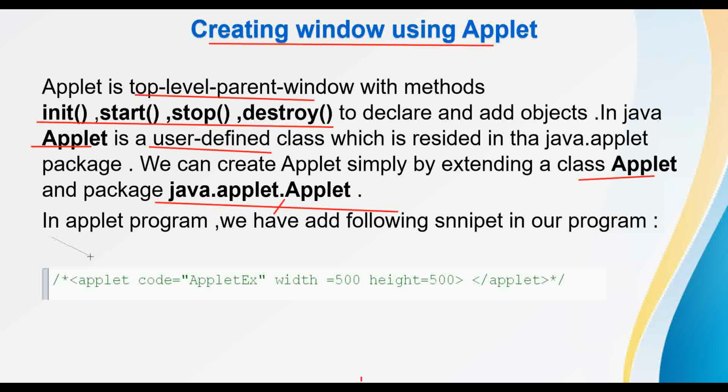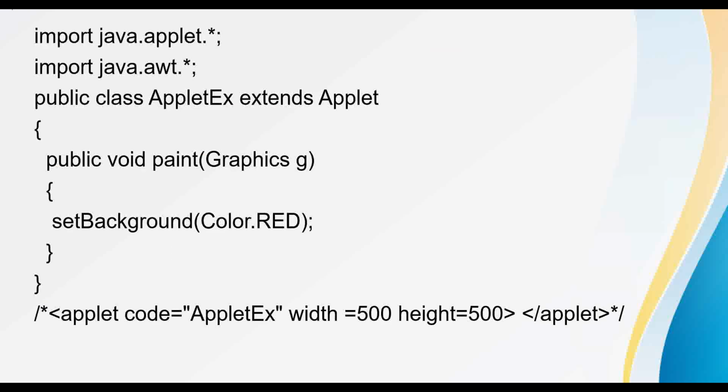As you can see on the screen, this is a code snippet which we have to use in our applet program. Let's see the demonstrative program for applet, in which we created a simple applet window with a red background. In the import section, we use the applet package for the Applet class and the AWT package for the Graphics class. Here our class name is AppletX and it extends Applet. In this class, we use the paint method with the object of the Graphics class to set a background. This is the applet code with the name, width and height of the applet window.